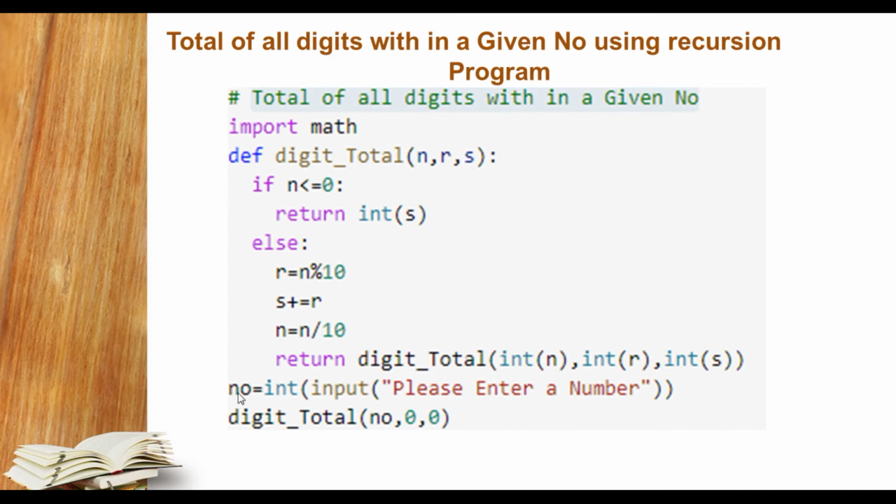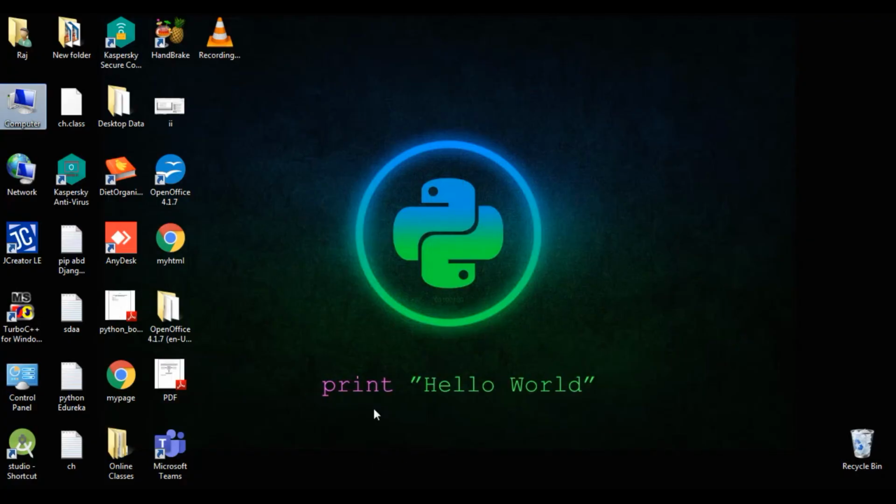So at the last number I have asked the user, I typecast by integer, so please enter a number, and here I have called this particular function explicitly, that is digit total, inside that the number whatever the user gives, and here is s, and 0 will be stored by r remainder and 0 stored by s. Okay, so we will do this one thing practically, student.